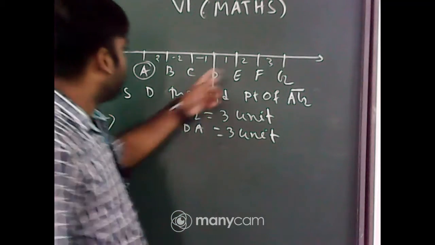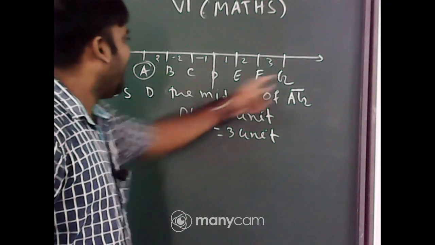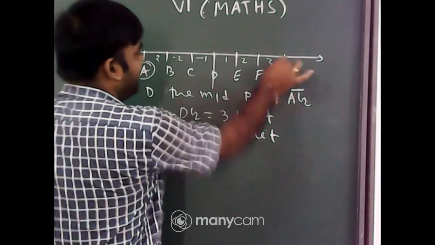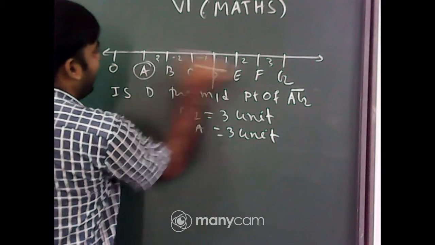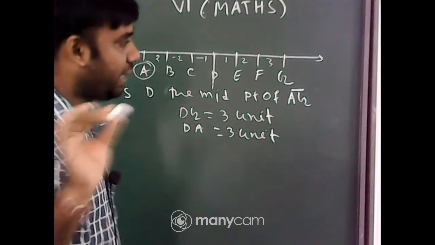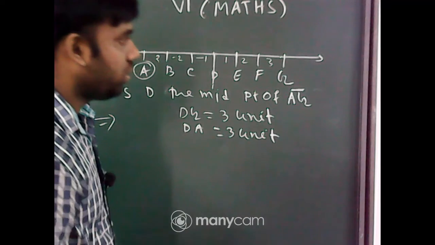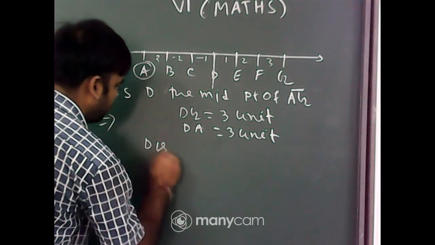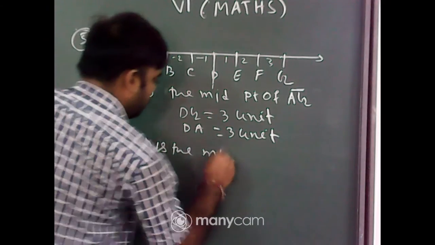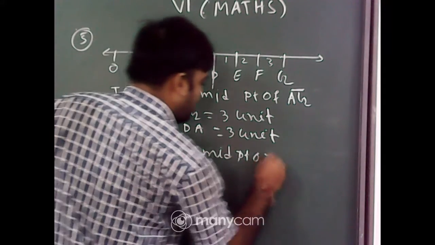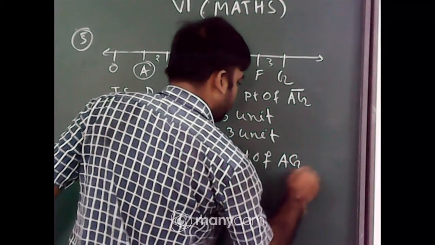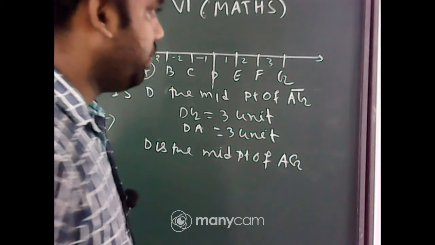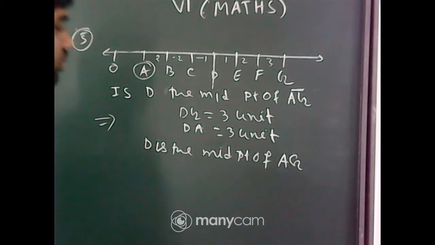It means both the distances from A to D and G to D are equal. AD equal to DG. It is clear that AD equal to DG. So it means that D is the midpoint of AG. Got it everyone? Yes, very good Srijita. Okay.